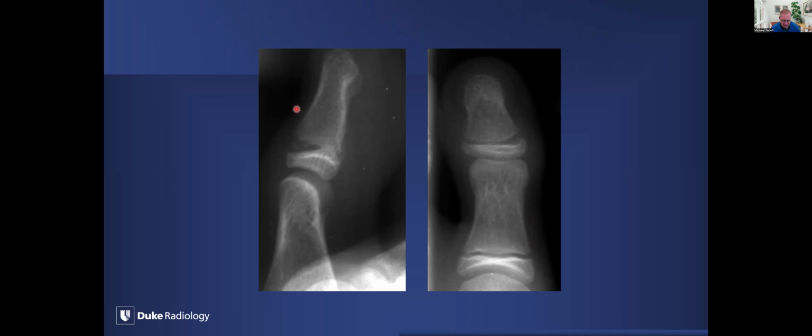This is a typical appearance of a Salter-Harris type 2 fracture of one of the digits. So we get these little bone fragments here. We've got some widening of the dorsal aspect of the physis. And when I was initially learning about this, I thought, well, couldn't the fracture fragments come from the epiphysis, and this feasibly be a Salter 3? It's always a Salter 2. So we see this quite frequently.